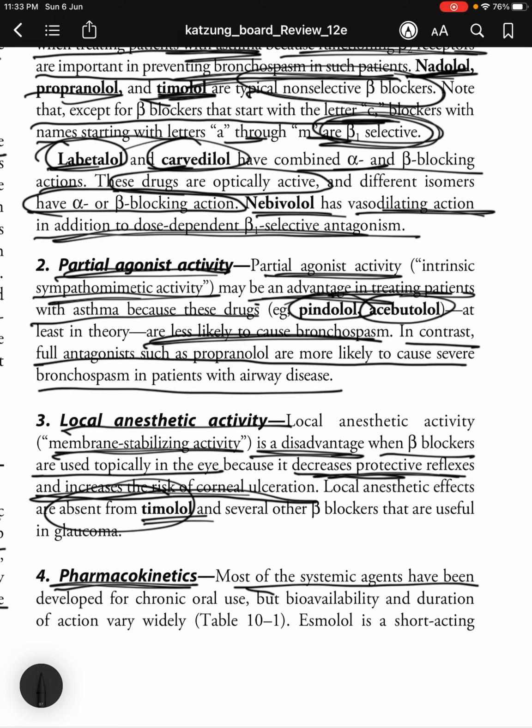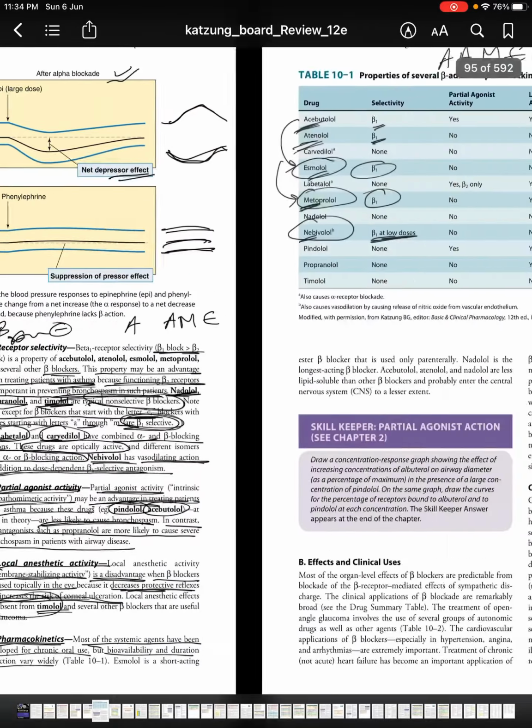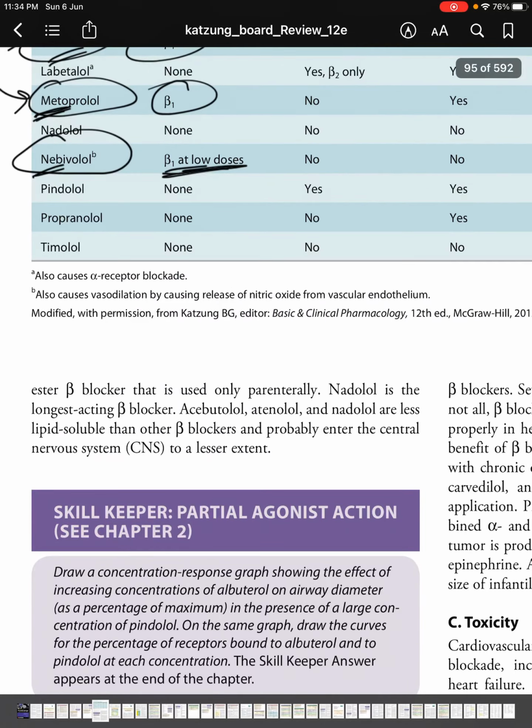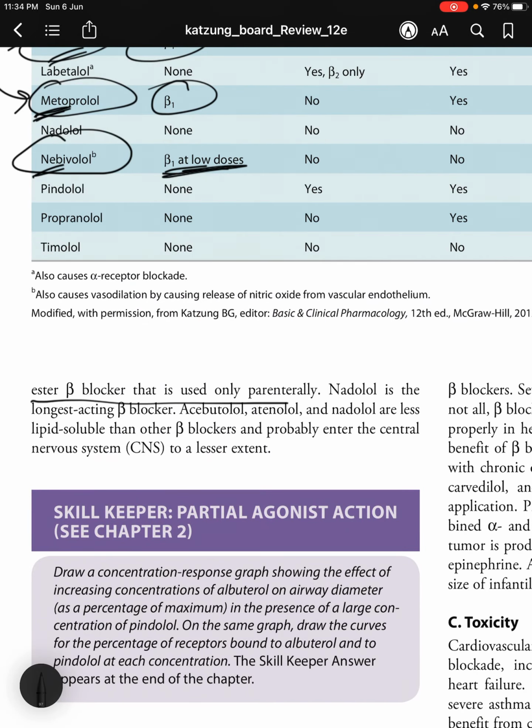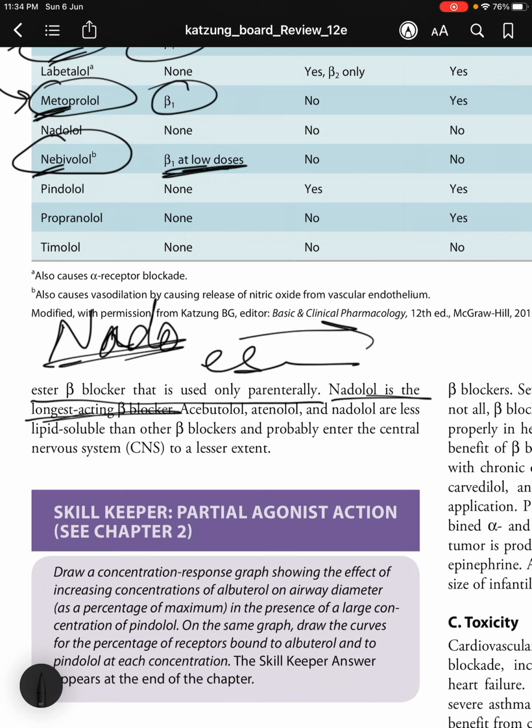Pharmacokinetics. Most of the systemic agents have been developed for chronic oral use, but bioavailability and duration of action vary widely. So, esmolol is a short-acting ester beta blocker that is used only parenterally. Nadolol is the longest-acting beta blocker. Nadolol, okay, longest-acting beta blocker.